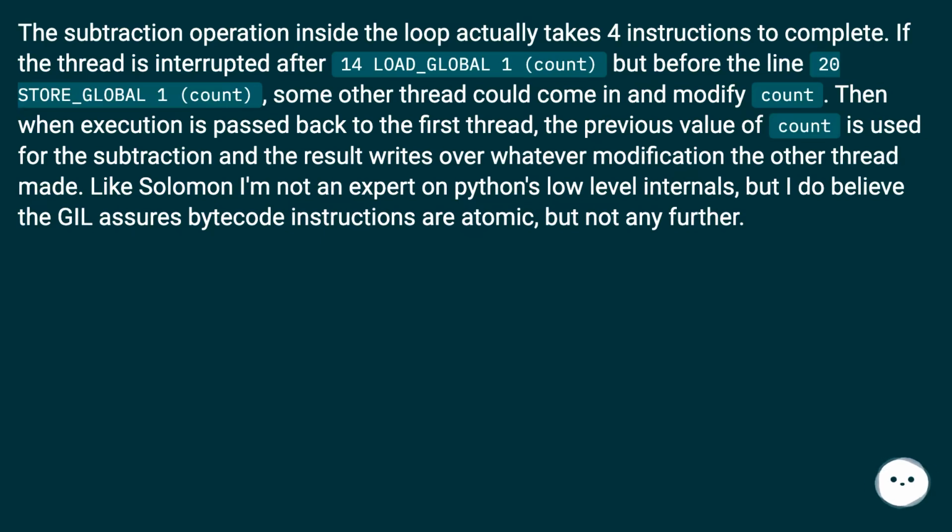Like Solomon, I'm not an expert on Python's low-level internals, but I do believe the GIL assures bytecode instructions are atomic, but not any further.